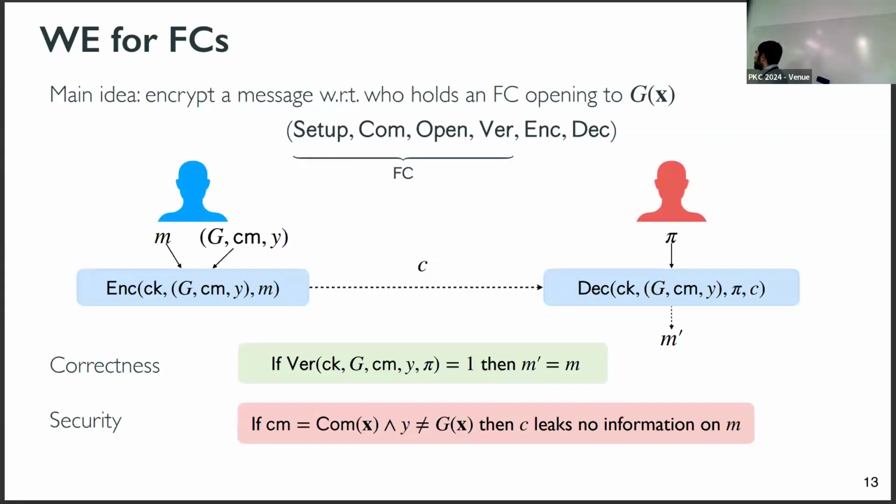Okay, so what is our notion of witness encryption for functional commitments? This is quite inspired by WE for NIZK of commitments, and the idea is that you encrypt a message with respect to whoever holds an opening for a functional commitment, an opening for G of X. More precisely, a WE for FC is an extension of the functional commitment algorithm with two additional procedures for encryption and decryption. When you encrypt, you take the message, a function G, a commitment, and an output, and with this you can produce a ciphertext. Decryption requires knowing an opening proof, with the property that if this opening proof satisfies the verification algorithm for this G, CM, and Y, then you recover the message. But if the commitment is a commitment to X, but Y is not G of X, then this message is computationally hidden, in the sense that you cannot distinguish whether you, for example, encrypted M0 or M1.